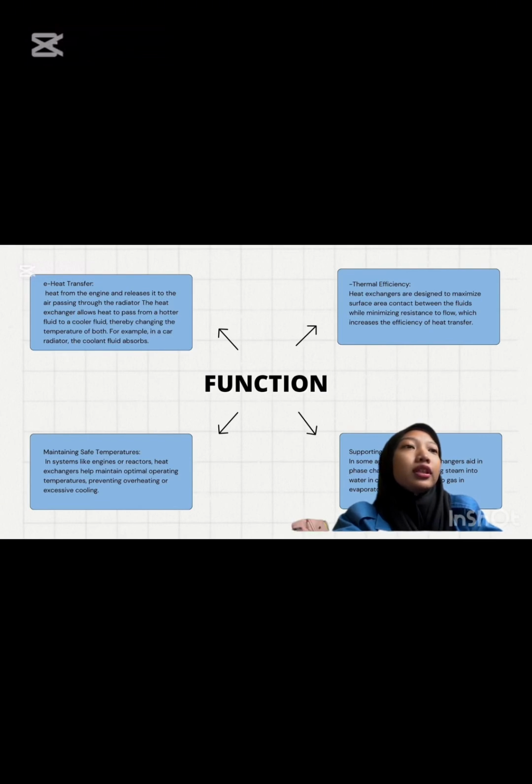First, heat transfer. Heat from the engine is released to the air passing through the radiator. The heat exchanger allows heat to pass from a hotter fluid to a cooler fluid, thereby changing the temperature of both. For example, in a car radiator, the coolant fluid absorbs heat.